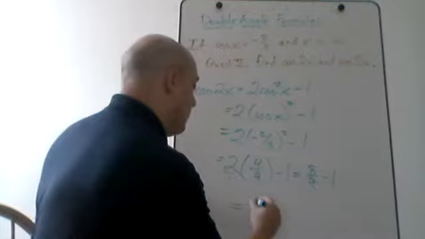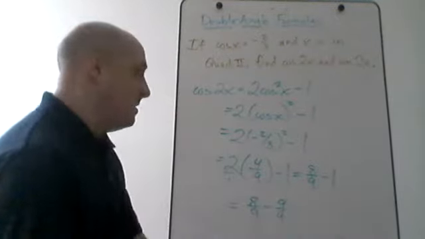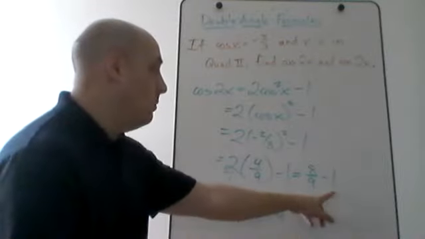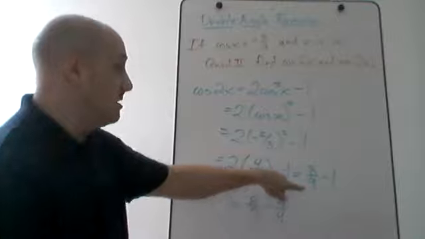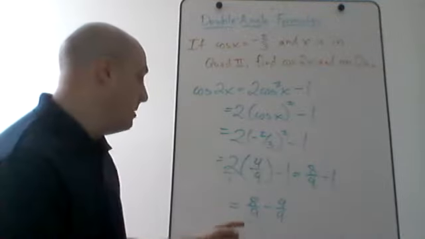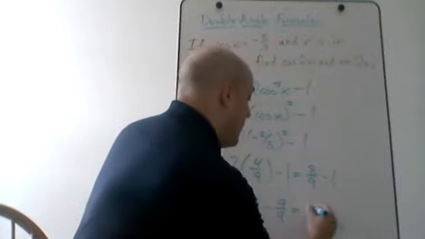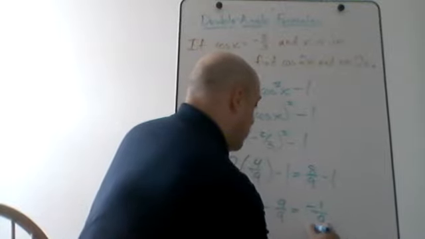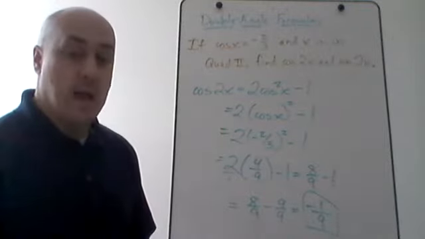Now, when I'm subtracting something that involves a fraction, I need a common denominator. So I get 8/9 minus 9/9. 1 whole is 9/9, and I choose 9/9 because the denominator of this fraction is a 9, so I want to make these two match. And then I subtract my numerators. 8 minus 9 is -1. So cosine of 2x is going to equal -1/9.